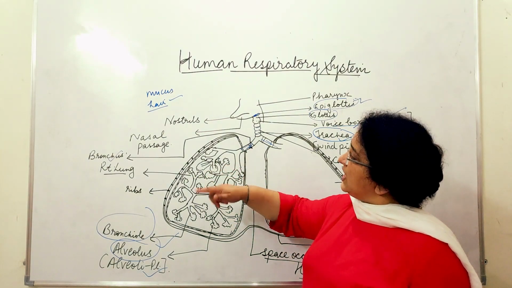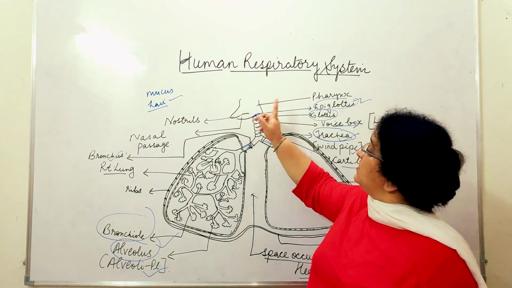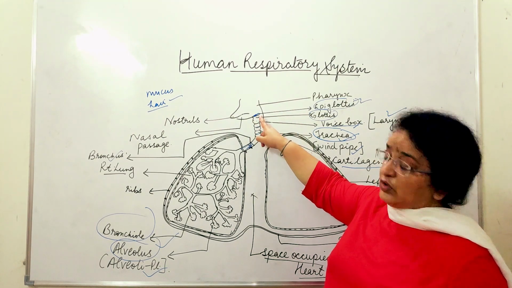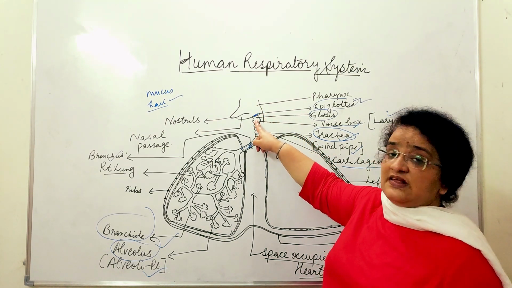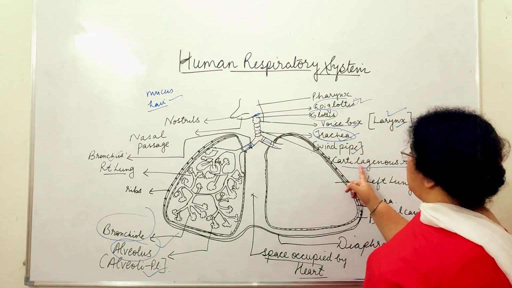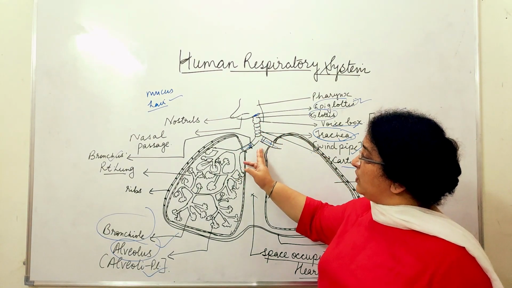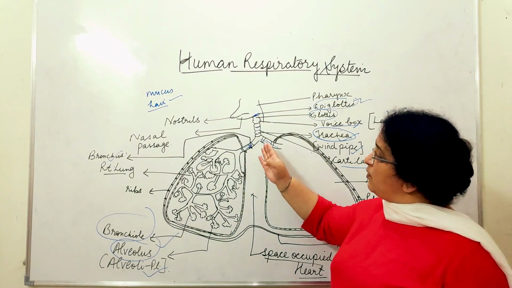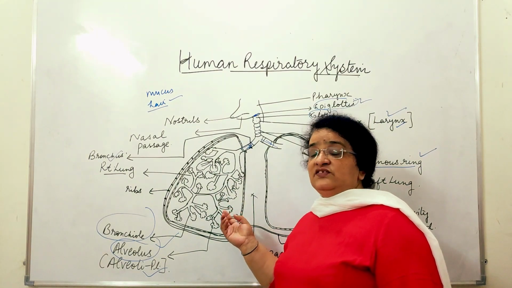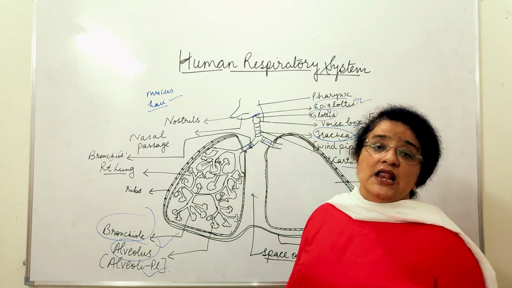So again I'll repeat, nostrils, lined with mucus and the air. Then the nostrils lead to the pharynx, then the larynx, the voice box, and it leads to the trachea, that is the windpipe, provided with cartilaginous rings. And the trachea divides into two bronchi, and each bronchus enters a corresponding lung, and the bronchi finally divide and redivide into very fine branches called bronchioles, and each bronchiole opens into small balloon-like structures called alveoli.